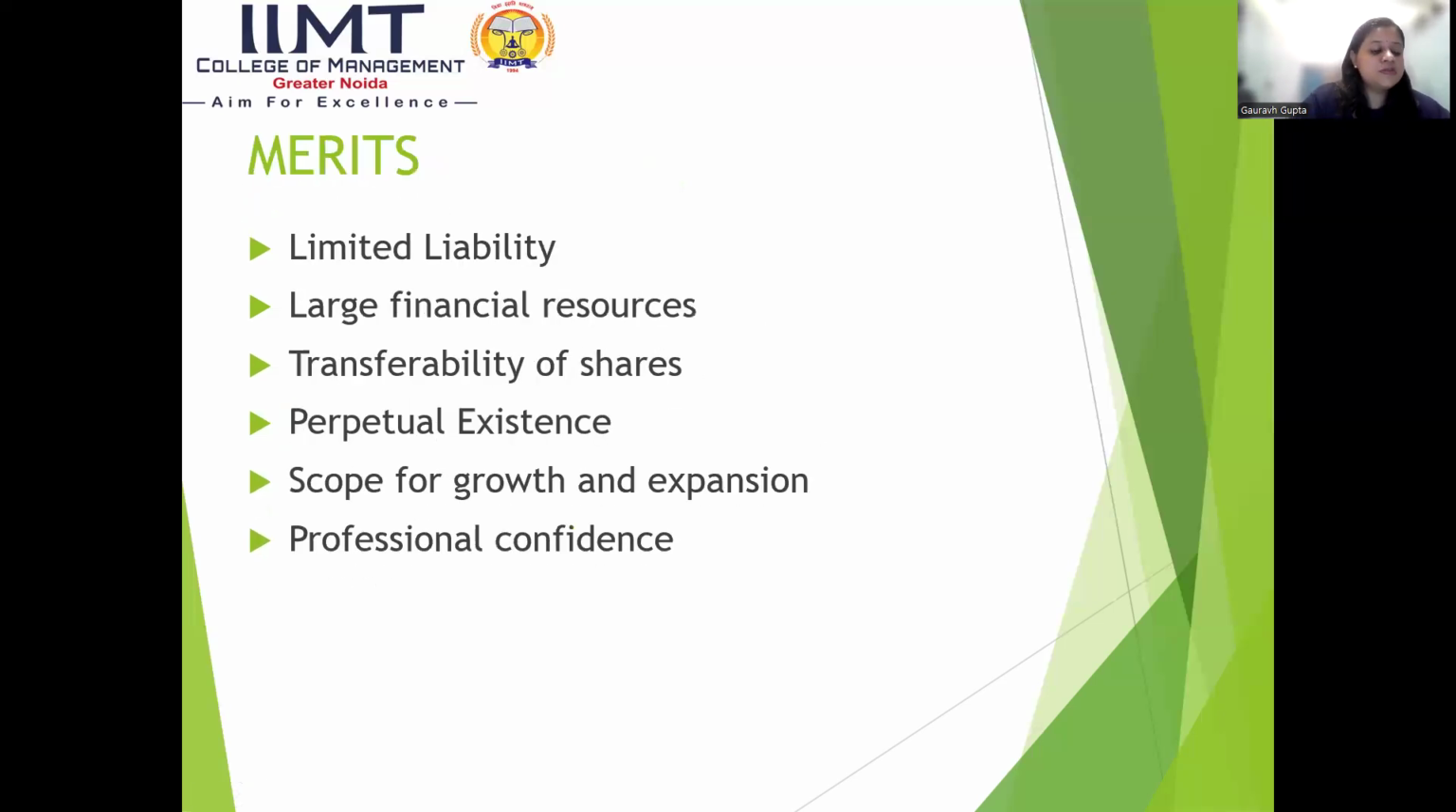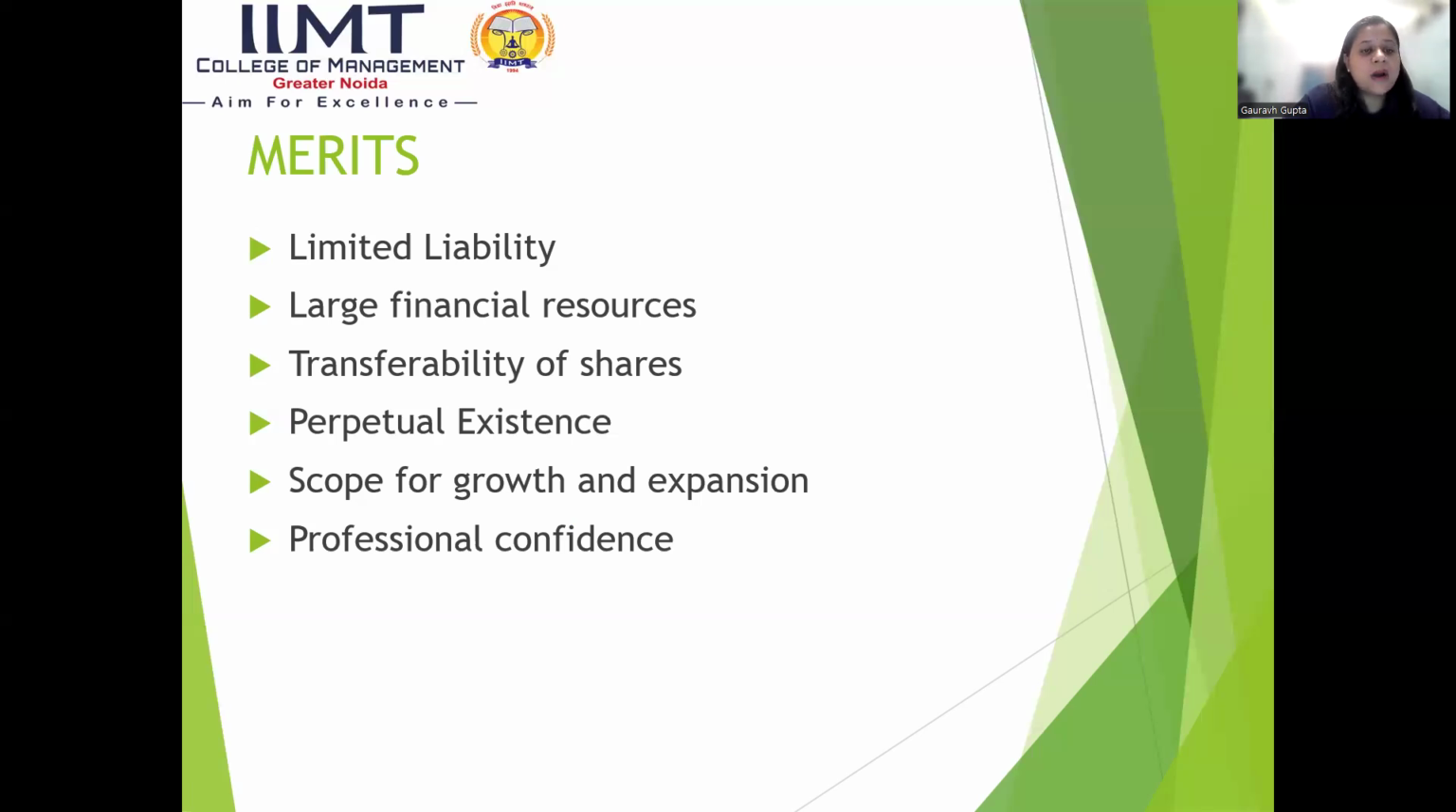Next, we are moving towards merits. The first merit is limited liability. Shareholders' liability is limited to the investment in the company, and thus there is no risk of losing personal assets. Next point, large financial resources.